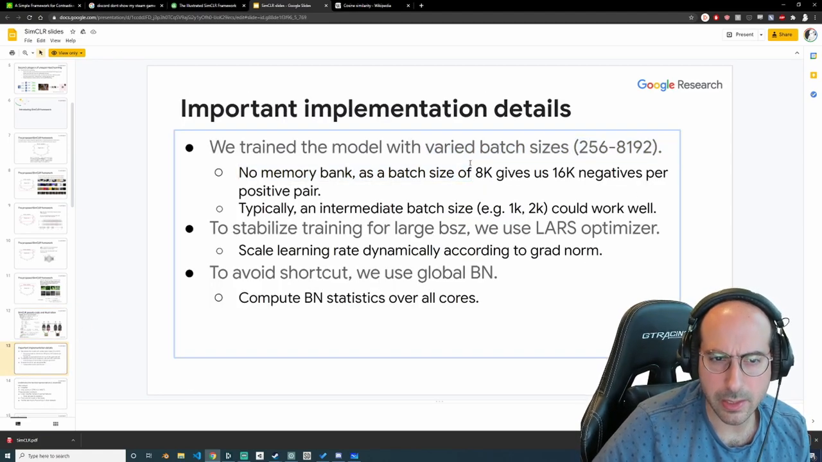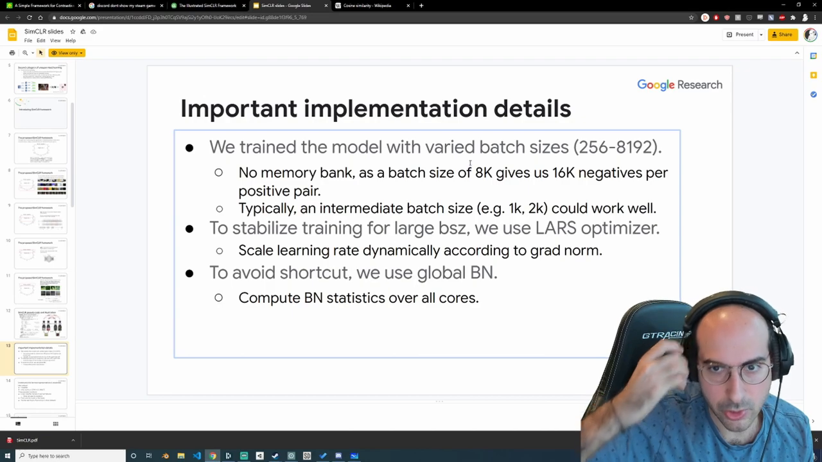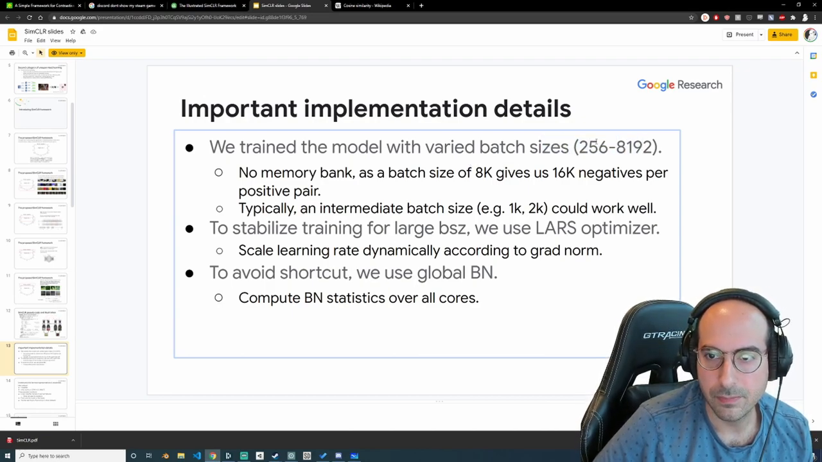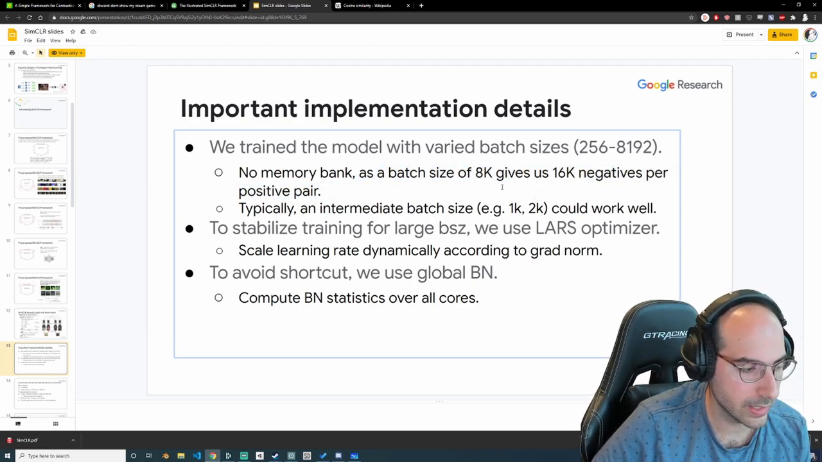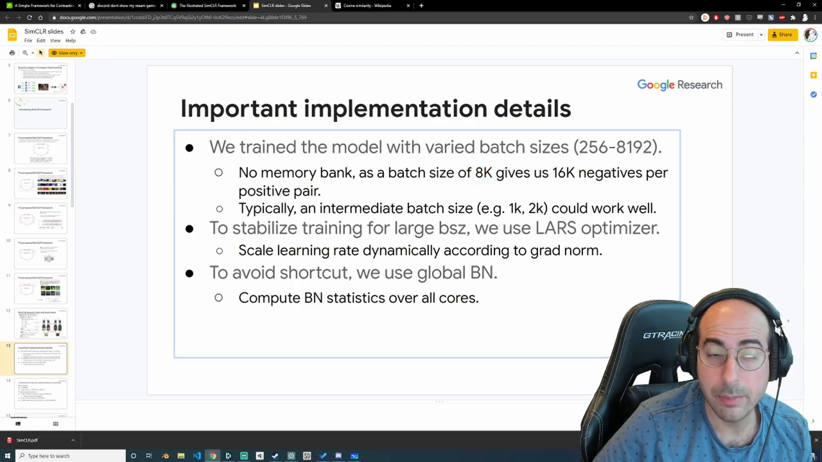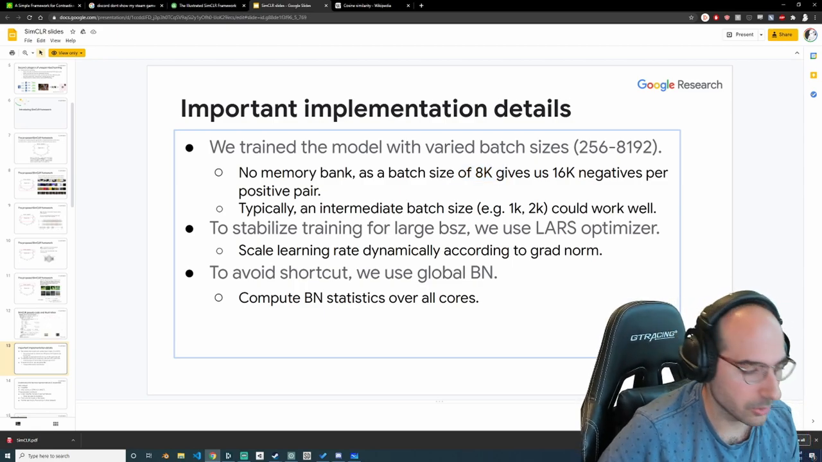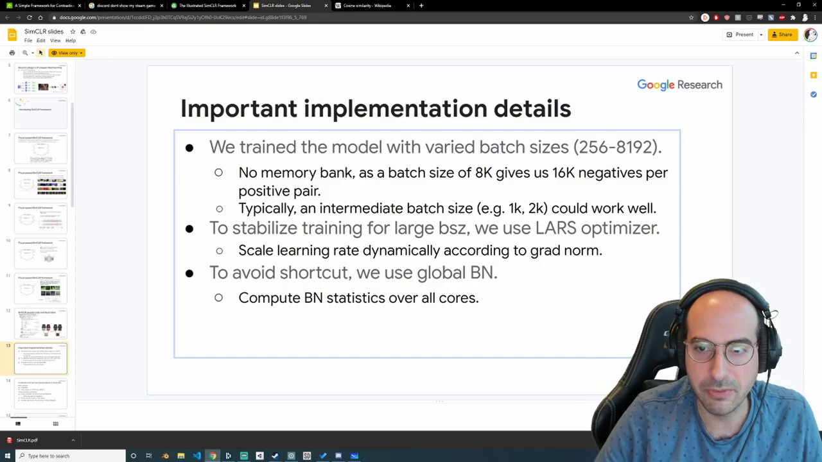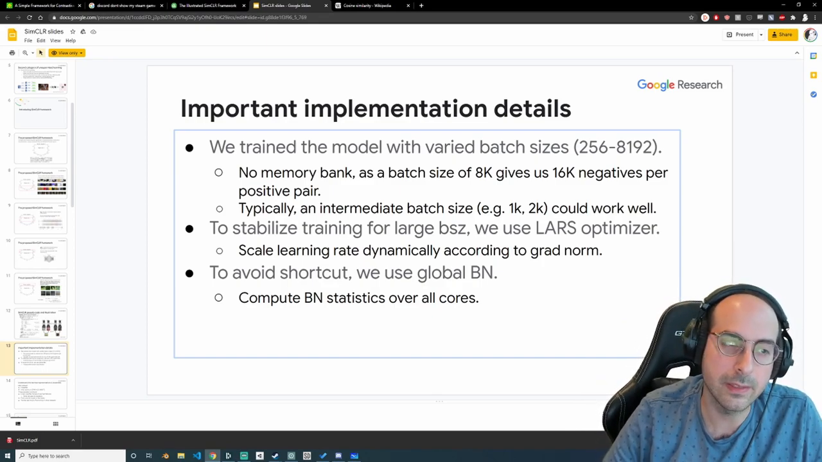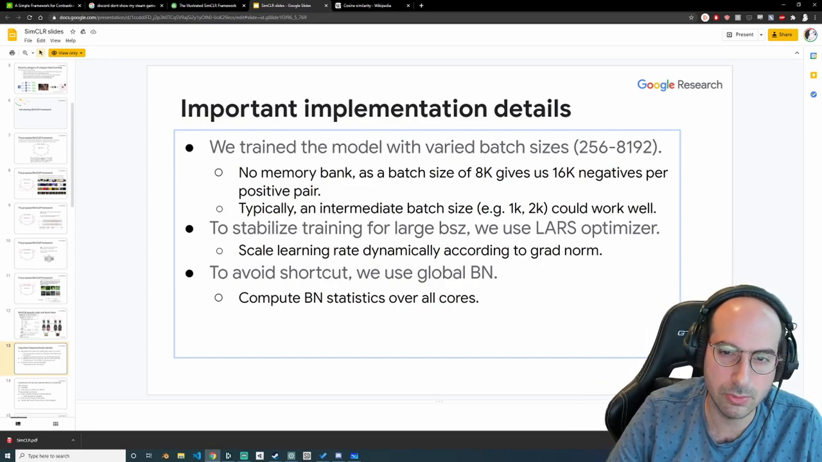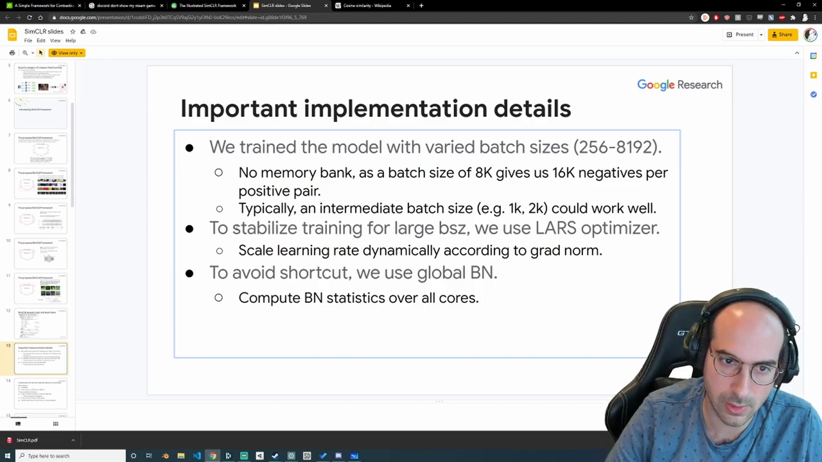One interesting thing here is they trained it over fairly large batches, with 256 to 8,000. And they're saying we don't use a memory bank. What a memory bank is, you can think of it like a key value store where you store important images, so let's say images that were useful to you. And so it simplifies the problem. But on the other hand, given that neural networks essentially do a form of data compression, it's interesting to just not use this.